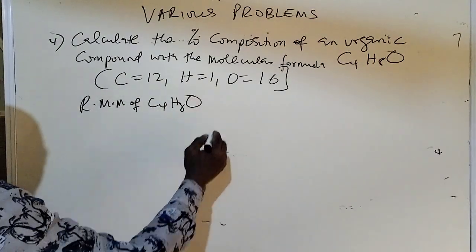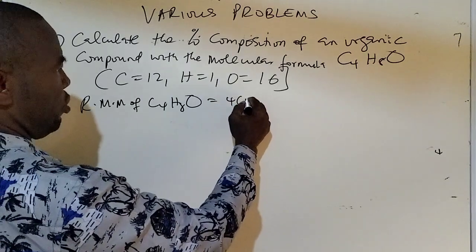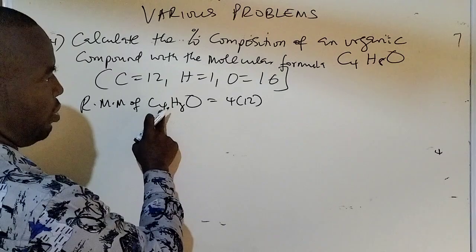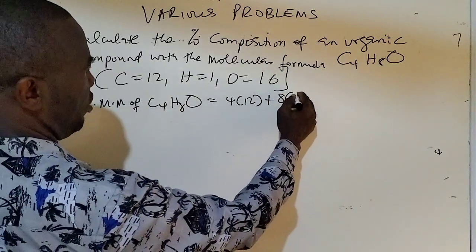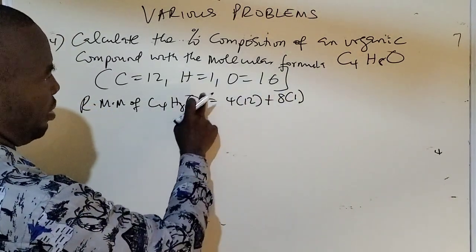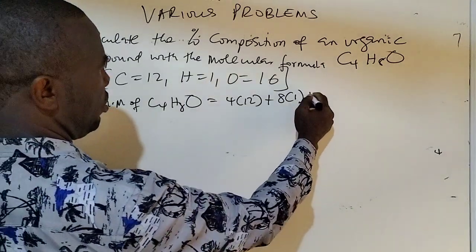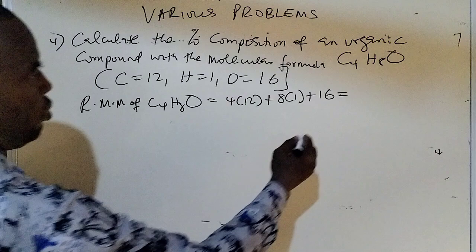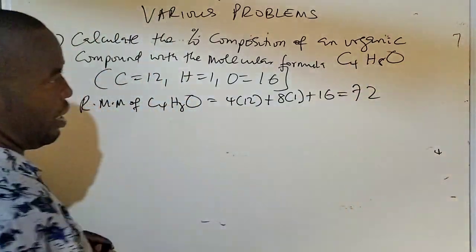We first find the relative molecular mass or the molar mass of that compound, which is C4H8O. That becomes 4 times 12 for carbon. The mass is 12, and there are 4 atoms here. Hydrogen is 8 times 1, 8 atoms. Oxygen is 16, which is only 1 atom. We now have 48 plus 8 plus 16. That gives you 72.